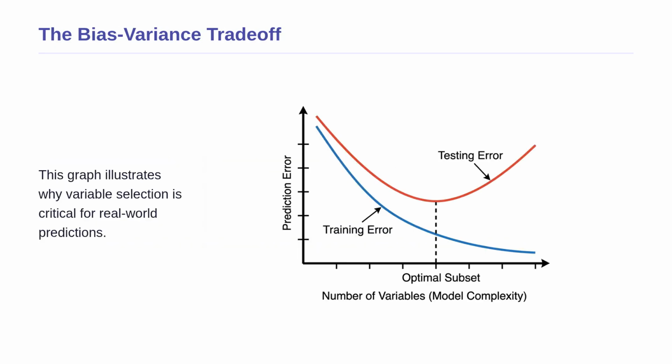To visualize everything we have discussed, let us look at the bias variance trade-off graph. On the horizontal axis, we have the number of variables, representing model complexity. On the vertical axis, we have prediction error. Notice the blue curve representing training error. As you add more variables, it always goes down, tricking you into thinking the model is improving. But look at the red curve, the testing error on new data. It eventually starts to rise again, forming a U shape. The lowest point on that U shape represents our optimal subset of variables, balancing bias and variance perfectly.